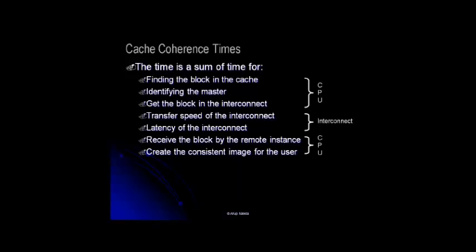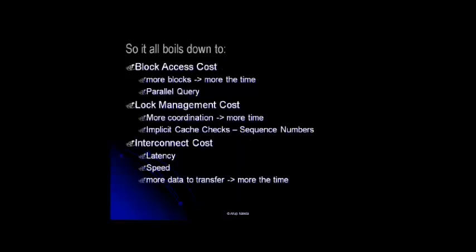It all boils down to a very simple thing. Block access cost: the more blocks we have, the more time it takes. Particularly in parallel query. Parallel query may run in 2 different instances with the parallel query coordinator running in only one instance. In that case, every block that is read by the slave process has to be transferred over to the parallel query coordinator, so more blocks have to be transferred across, and the block access cost will go up significantly.